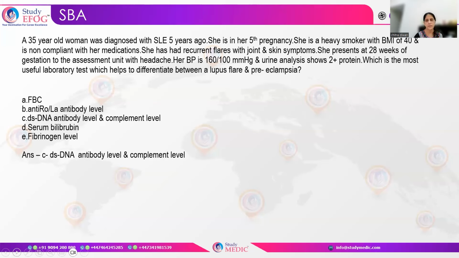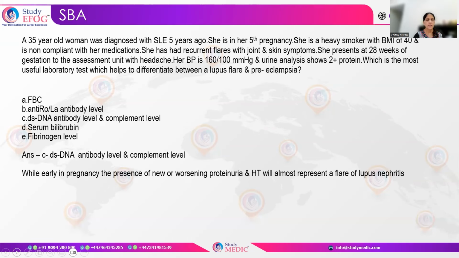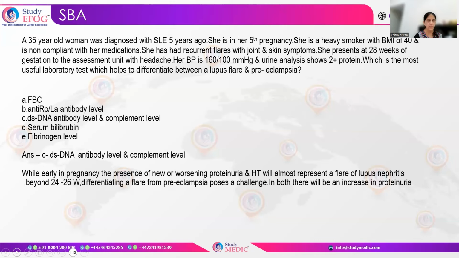Remember, it is dsDNA antibody levels and complement levels. If dsDNA levels are raised and complement levels are falling, it indicates that this is a lupus flare, it is not preeclampsia. Okay.